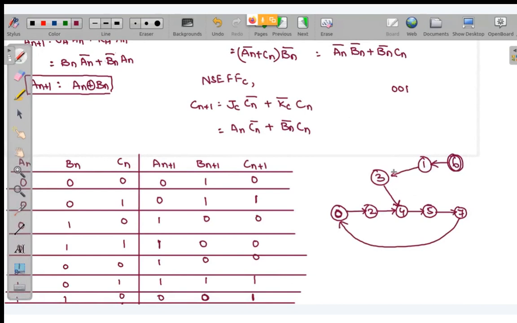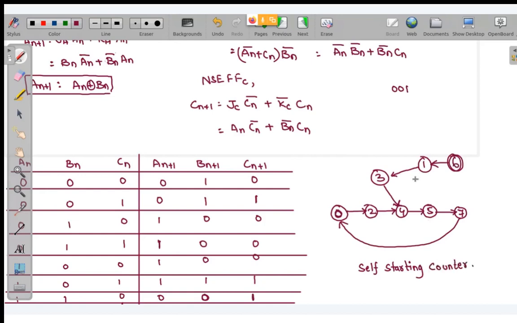So such a counter where we go from an unused state to a used state is known as a self-starting counter. Why self-starting? Even if we keep the counter in one of the unused states, our counter is going into a used state. So this is your self-starting counter.